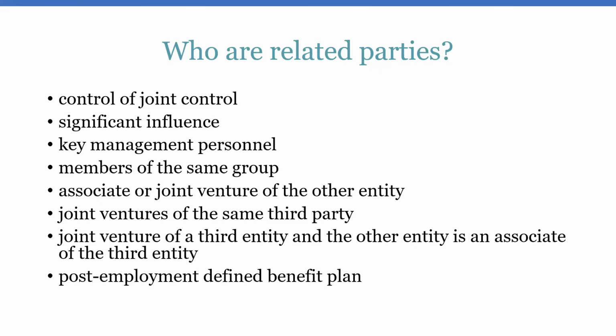One entity is a joint venture of a third party, and the other entity is an associate of the third entity. The entity is a post-employment defined benefit plan for the benefit of employees of either the reporting entity or an entity related to the reporting entity. If the reporting entity is itself such a plan, the sponsoring employers are also related to the reporting entity.